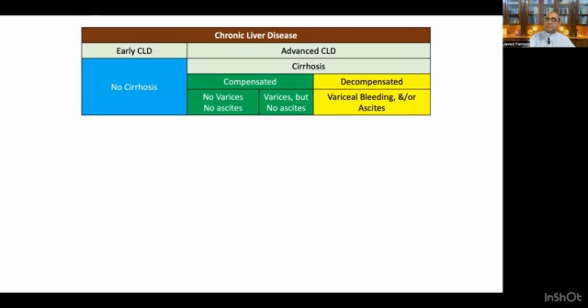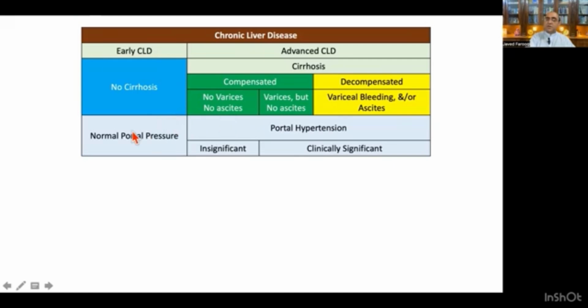For that, I will again go to my concept slides, which I shared with you in one of my previous videos: chronic liver disease is either early chronic liver disease or advanced chronic liver disease. Early chronic liver disease means no cirrhosis. Advanced chronic liver disease means the patient is cirrhotic. Cirrhosis has two stages: compensated and decompensated. The first stage of compensated cirrhosis is when there are no varices, no ascites, and the second stage is when varices appear, but there is no ascites. And in the third stage, the decompensated stage, either there is variceal bleed or ascites appears.